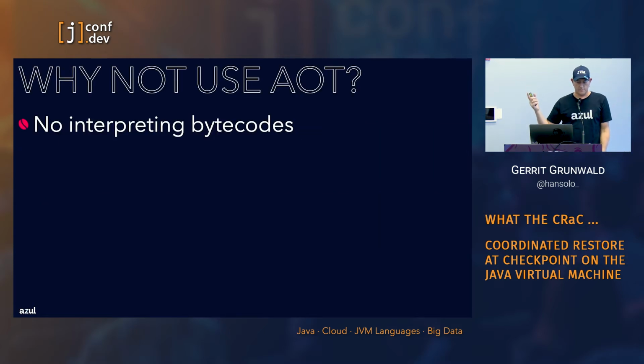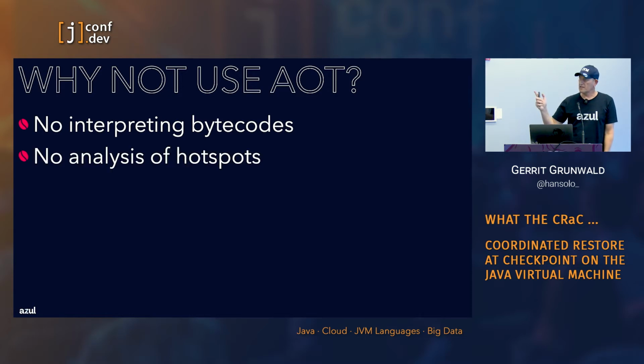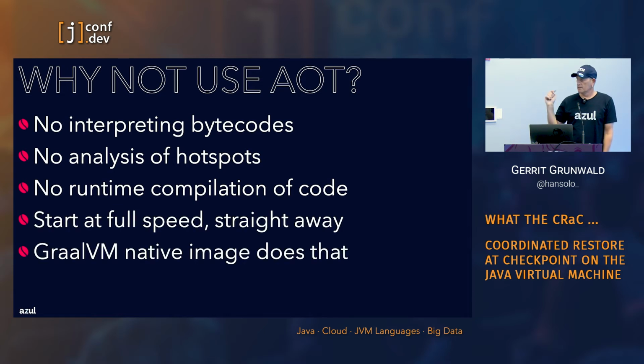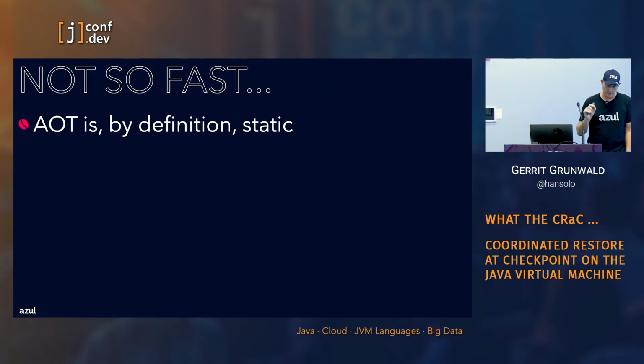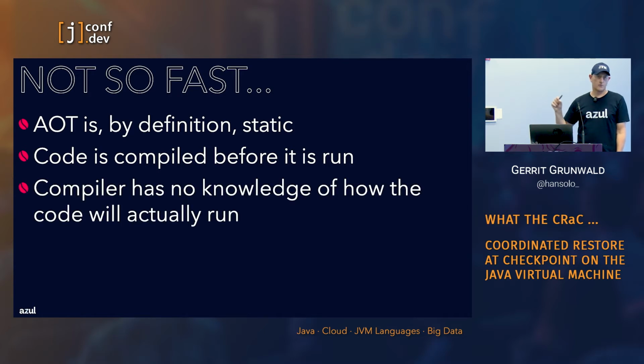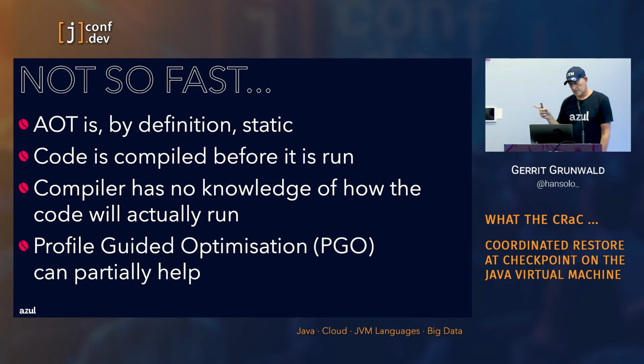Okay, so why not use AOT? You don't have to interpret the bytecode, no analysis of hotspots, no runtime compilation of code, you start at full speed straight away. GraalVM native image does that. So does that solve the problem? Well, not so fast. AOT is by definition static. JIT is like compiling all the time, whereas here the code is compiled before it is run. That means the compiler has no knowledge of how the code will actually run, not if you just take plain AOT. Then you can do something like profile-guided optimization. In GraalVM, for example, they also have a JVM. They have a compiler.